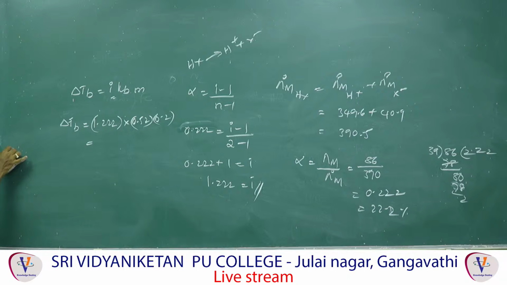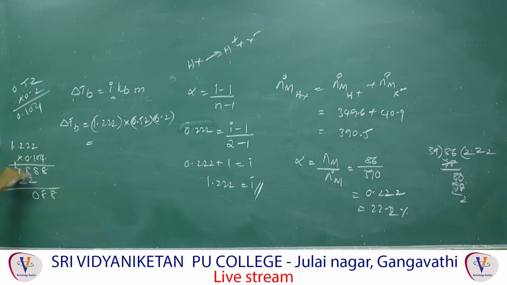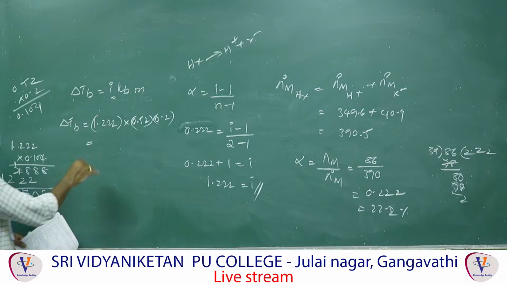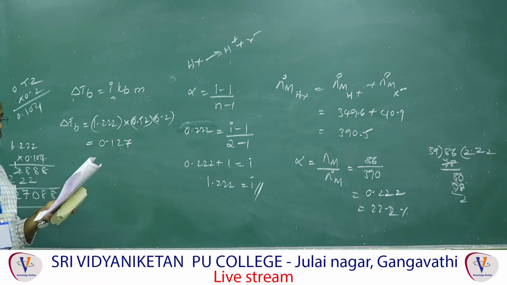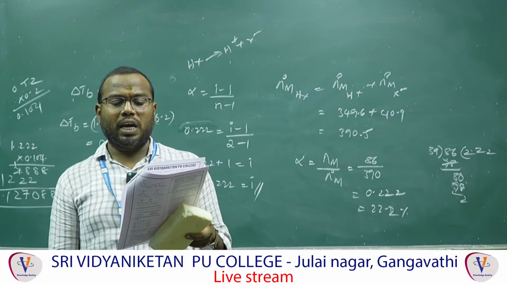If we multiply all of that, we'll get the delta TB value. So 0.52 into 0.2 is 0.104. Let us multiply that here. 4 2s are 8, then 8, then 8 2s are 16, and so on. We get 0.127. So if you add this 0.127 to the actual boiling point of water, you'll get approximately option 4 as the correct answer. So that approximate answer is 4.